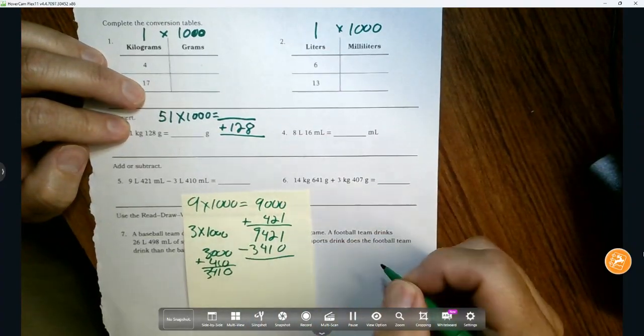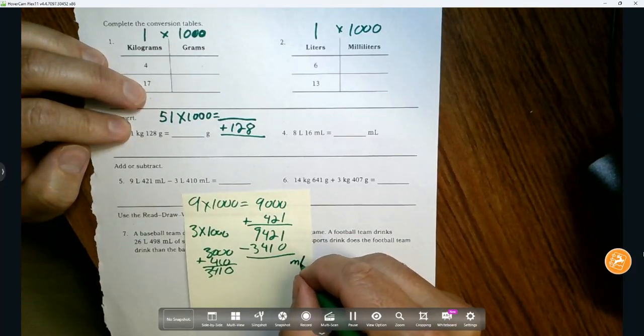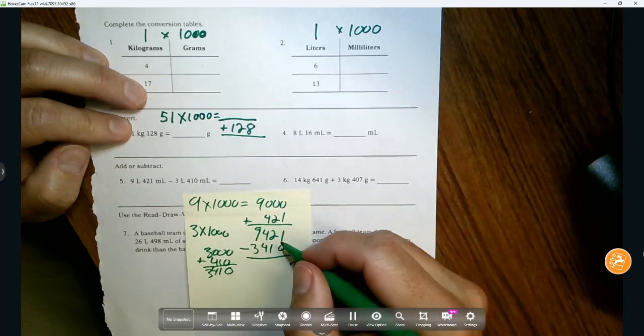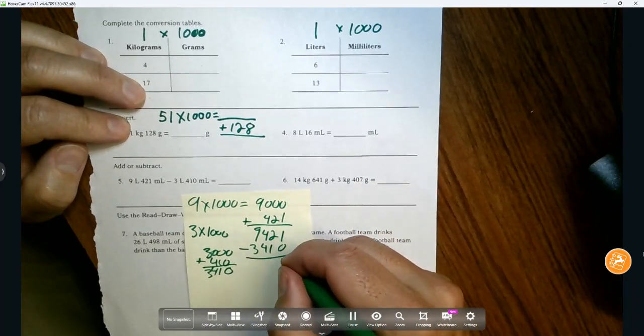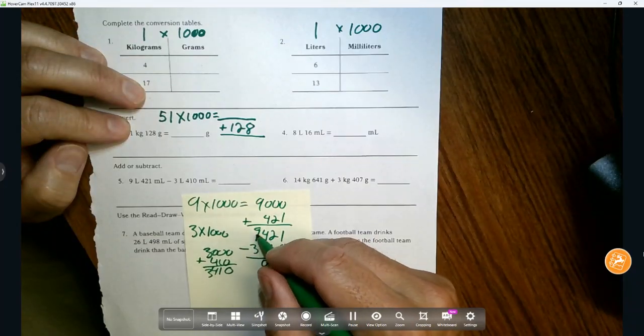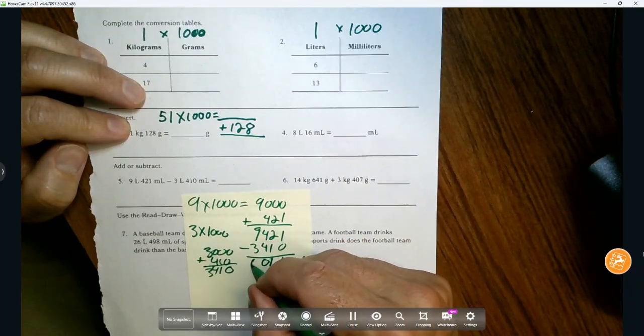3,410 milliliters. All right? So remember, our answer needs to be in milliliters for us to get credit. If it's not in milliliters, we don't get credit. So 1 minus 0 is 1. 2 minus 1 is 1. 4 minus 4 is 0. And 9 minus 3 is 6.